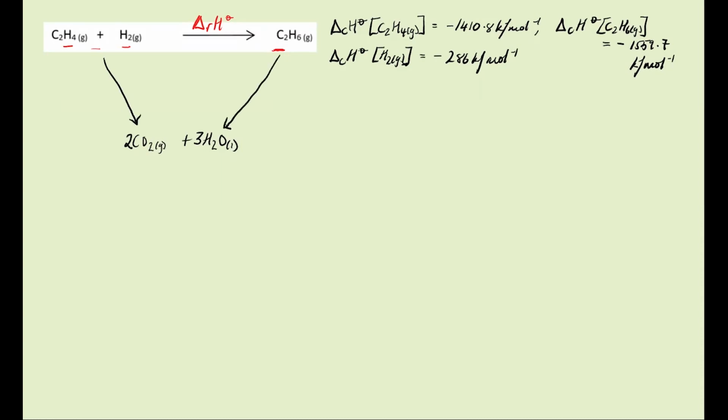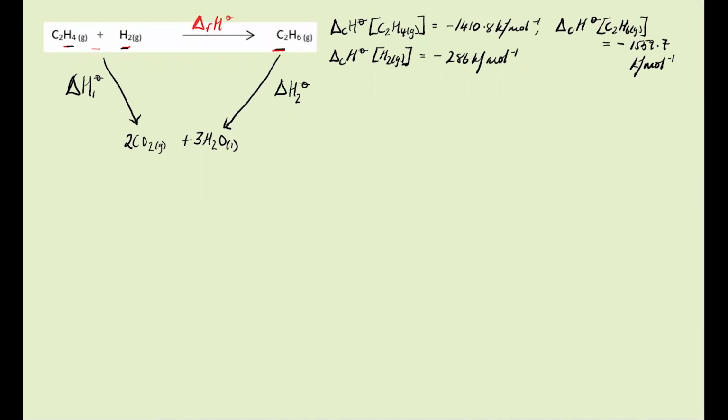We're combusting these components to produce the carbon dioxide and water. And again, I'm going to write delta H1 and delta H2, just like we had before. Delta H1 is representative of the enthalpies of these components up here, and delta H2 is the enthalpy of combustion of ethane on the right hand side.